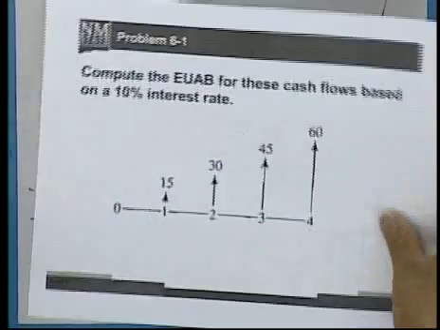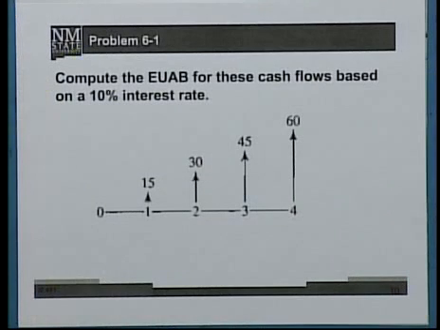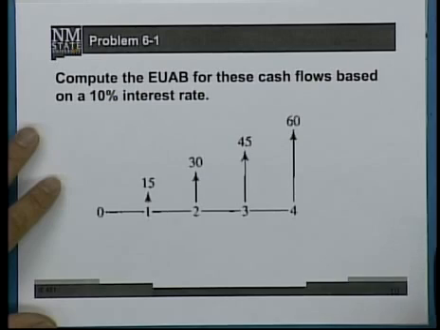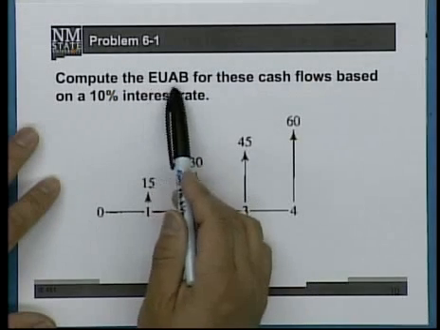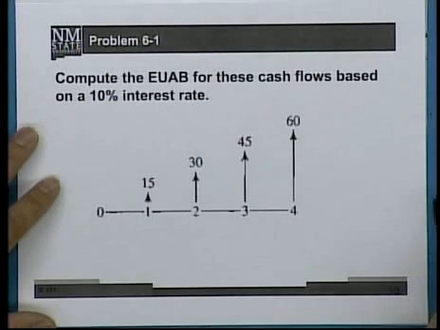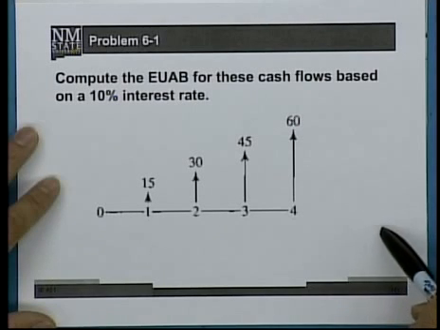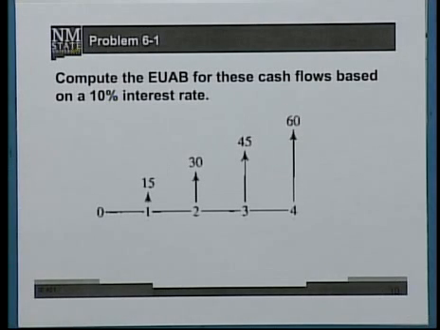So the very first problem that we are going to solve is problem 6-1. We are required to compute the equivalent uniform annual benefit for this cash flow based on a 10% interest rate.